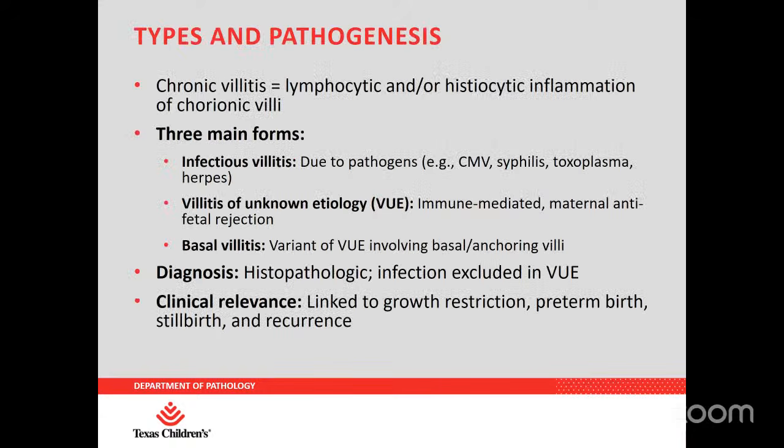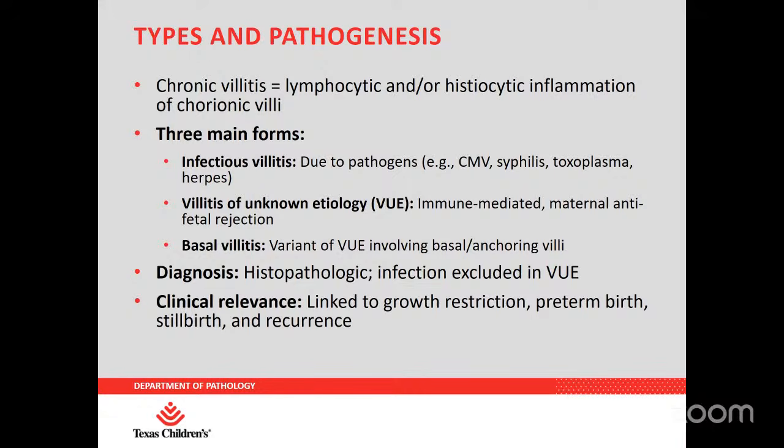Focusing on chronic villitis, it's a lymphocyte-predominant inflammation of the chorionic villi, most often immune-mediated, as we said, rather than infectious. The defining feature is maternal CD8-positive T-cell infiltration of the villus stroma, which then leads to variable villus injury and fibrosis.